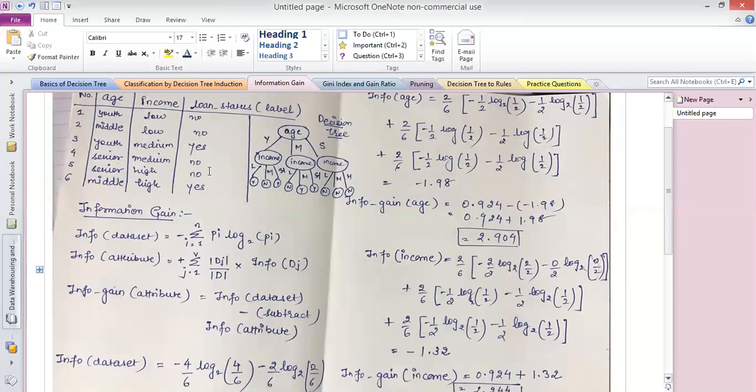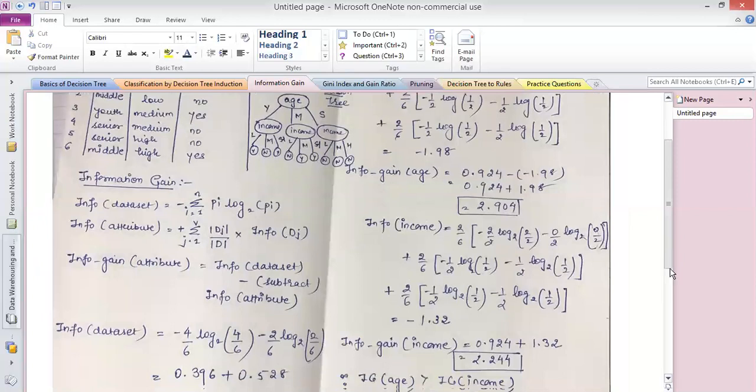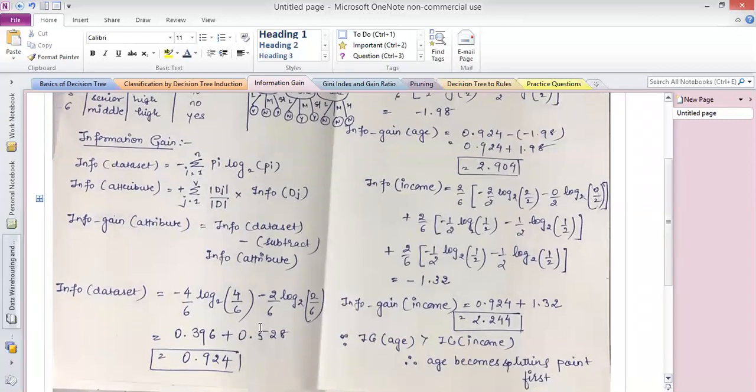So it's going to be again 1 by 2 and 1 by 2. So we write 2 by 6 in the bracket minus 1 by 2 log 1 by 2 to the base 2 minus 1 by 2 log 1 by 2 to the base 2. I hope it is clear now. You calculate the value. Again, we have info data set. Remember, the info data set is going to remain common for all the attributes. Info attribute is going to be different and information gain attribute is going to be different.